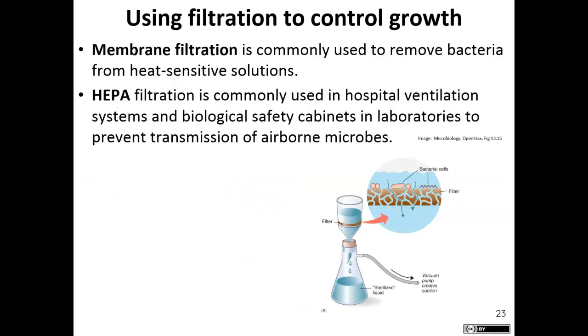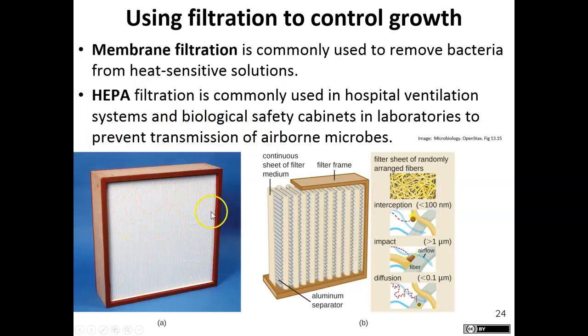The next mechanism that we'll talk about for controlling growth is filtration. Filtration uses some form of a filter that has pores that keeps microbes from getting through. Depending on the size of the pores, different types of microbes will or will not get through. Larger microbes are not going to move through, whereas really small things can. In this case, we have bacterial cells that are too big, but the fluid can go through, and down here we have sterile fluid. HEPA filters are used in hospital ventilation systems and in laboratories, like in BSL-4s, to keep airborne pathogens from moving around. This is what a HEPA filter looks like.